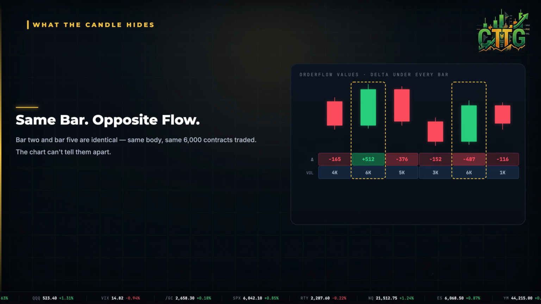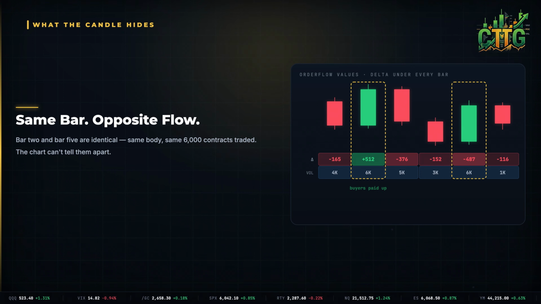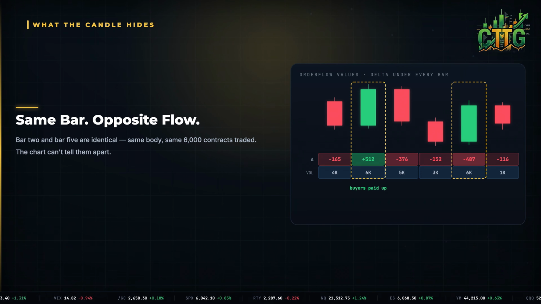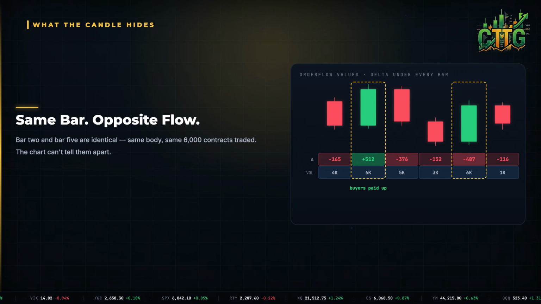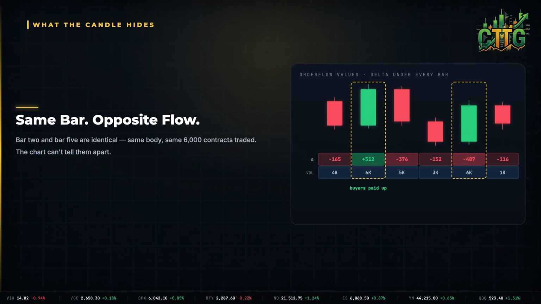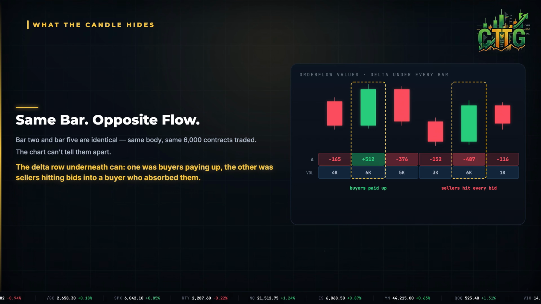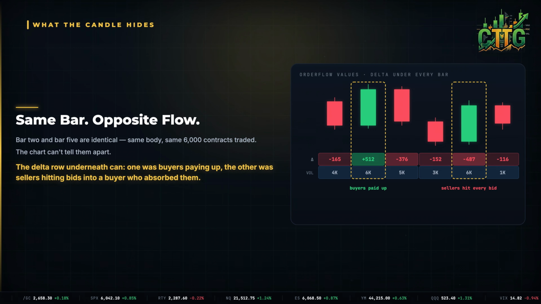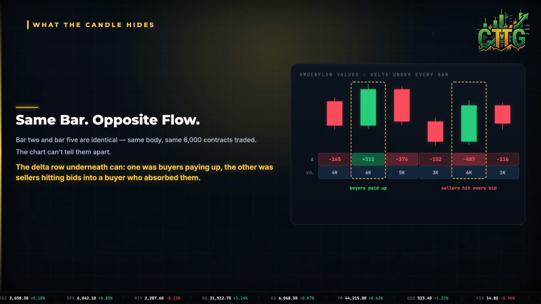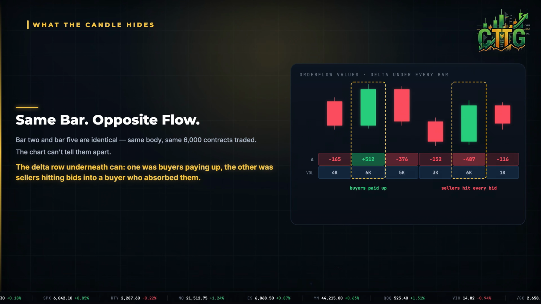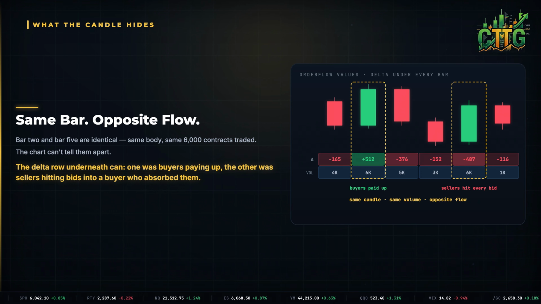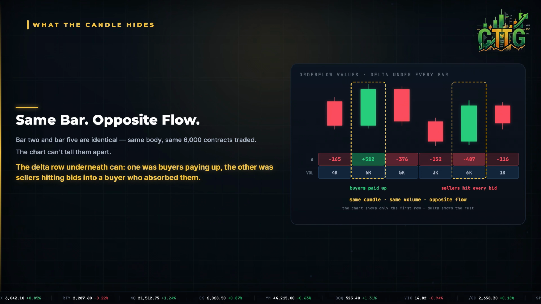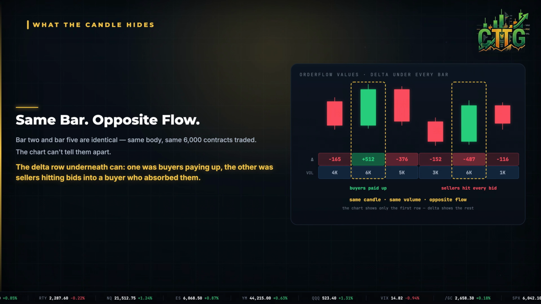Bar 2 printed plus 512, buyers lifting offers, paying up to get filled. Bar 5 printed minus 487. Price still closed higher, but the aggression was all selling. Somebody sat there absorbing every one of those market sells and price rose anyway. Same candle, opposite story. That second row is the whole video.